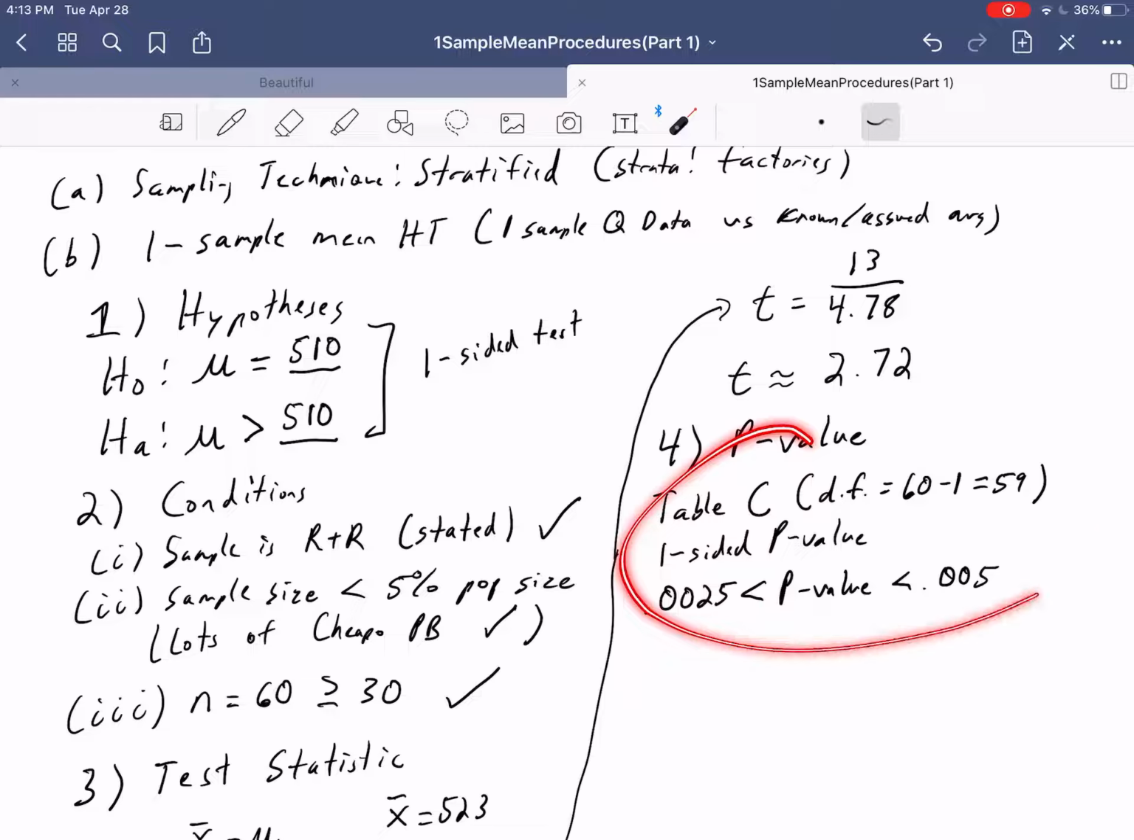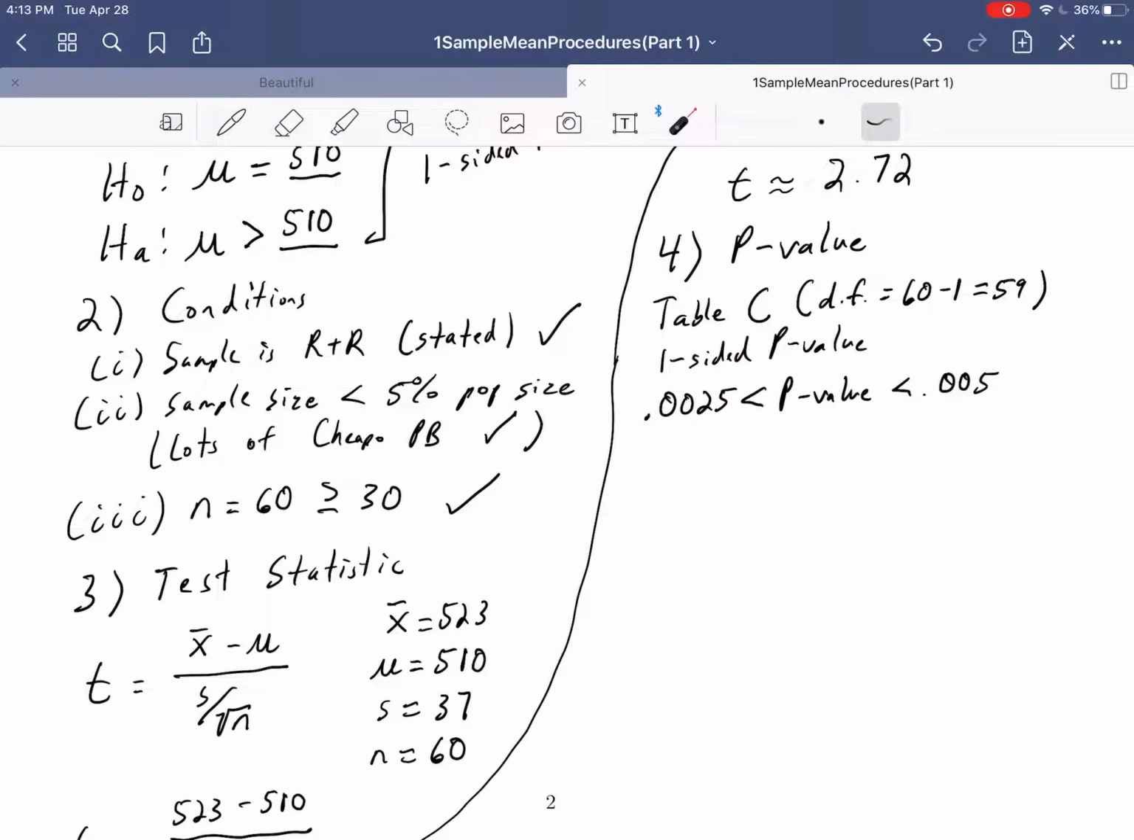So when we do one of these hypothesis tests, we do not get an exact value for the p-value. Instead, we've just figured out that the p-value is somewhere between 0.25% and 0.5%. So it might be something like 0.3% or 0.4%. We don't know for sure, but we know it's in this range. Okay, let's go ahead and make our conclusion then.